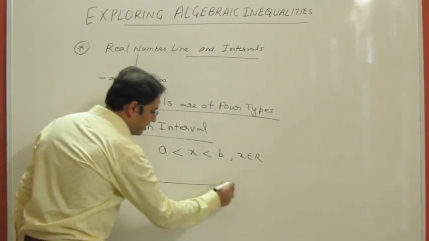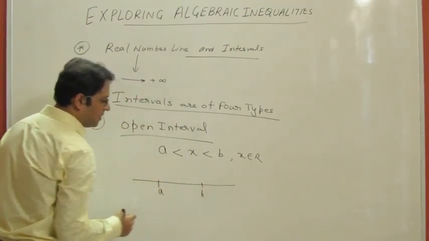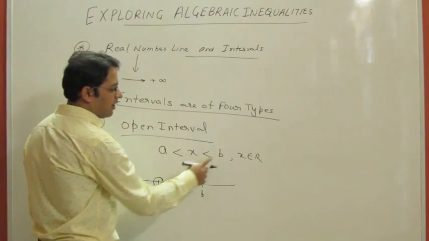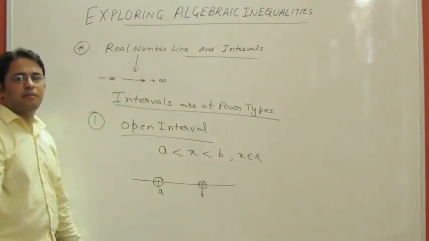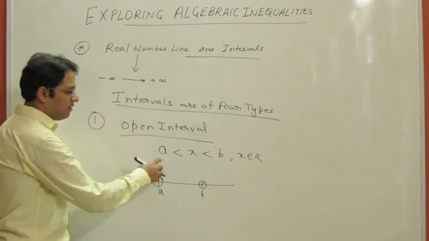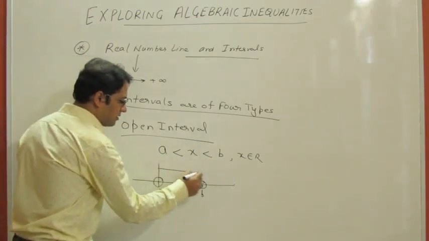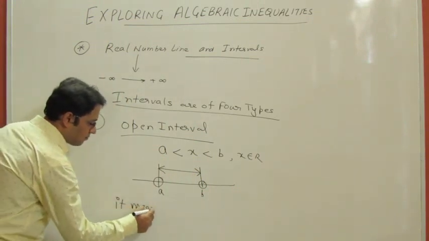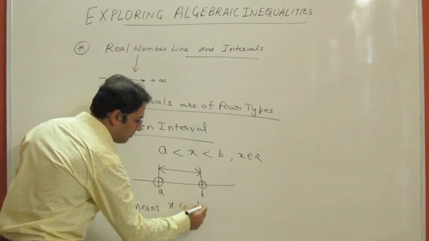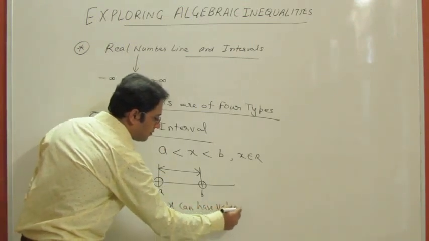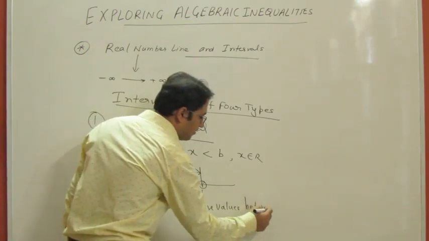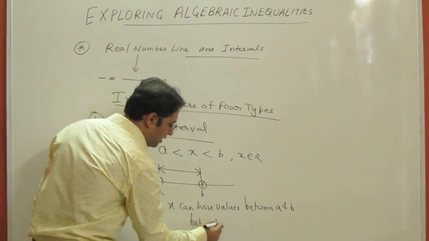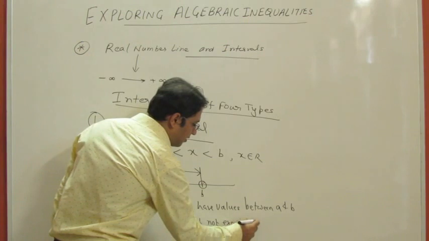So on the number line, we can represent it like this: this is a, this is b. Because x is not equal to a, we are putting a circle over here, and x is not equal to b, so a circle over b as well. Now if we see the meaning of this particular statement, it means x can have values between a and b, but not exactly a and b.